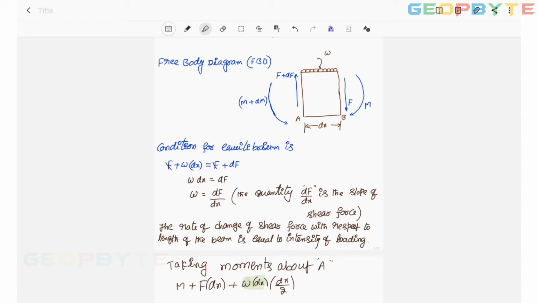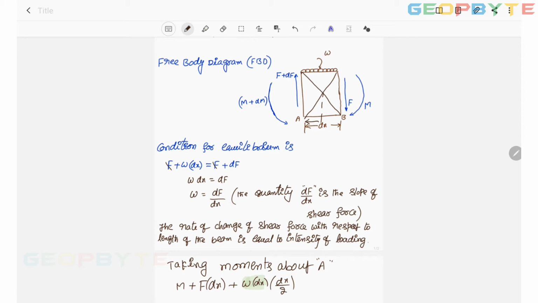Assume that the resultant point load is acting, or concentrated, at the middle of the length dx. From that middle point to A, you take the distance. That middle point can be marked like this: join the diagonals, so this is the middle point. From that middle point to this distance, you have to take it, dx by 2.